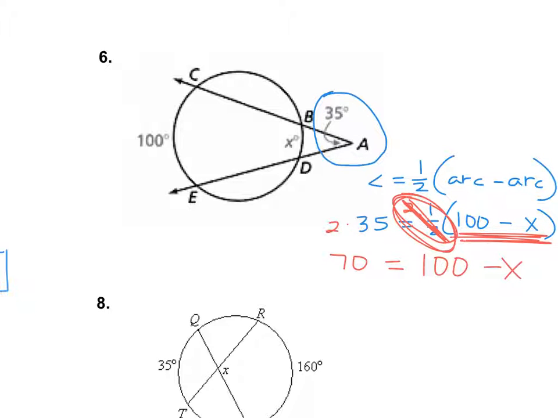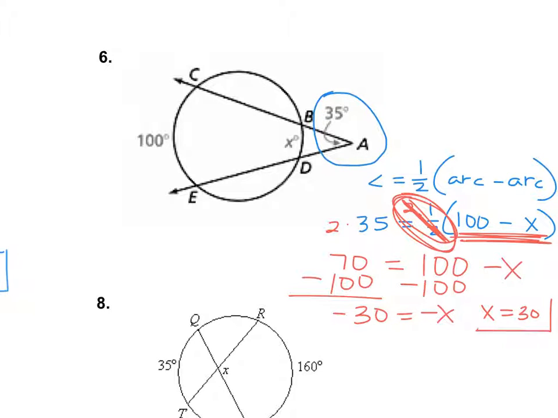So 70 equals 100 minus x. Take away the 100, or take away the 70 if you don't like to work in negatives. So negative 30 equals negative x, which means a positive x is a positive 30. Just divide by negative 1 or multiply by negative 1.